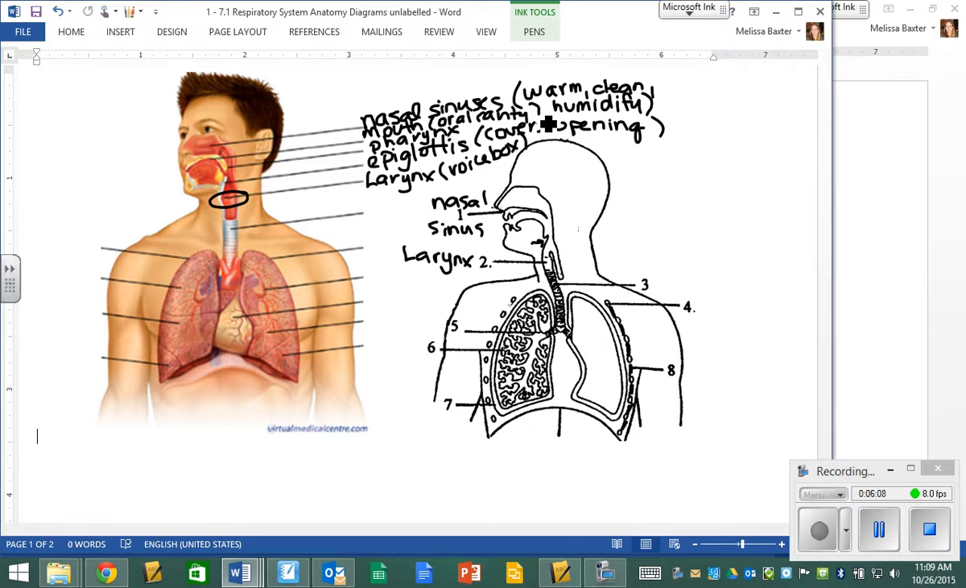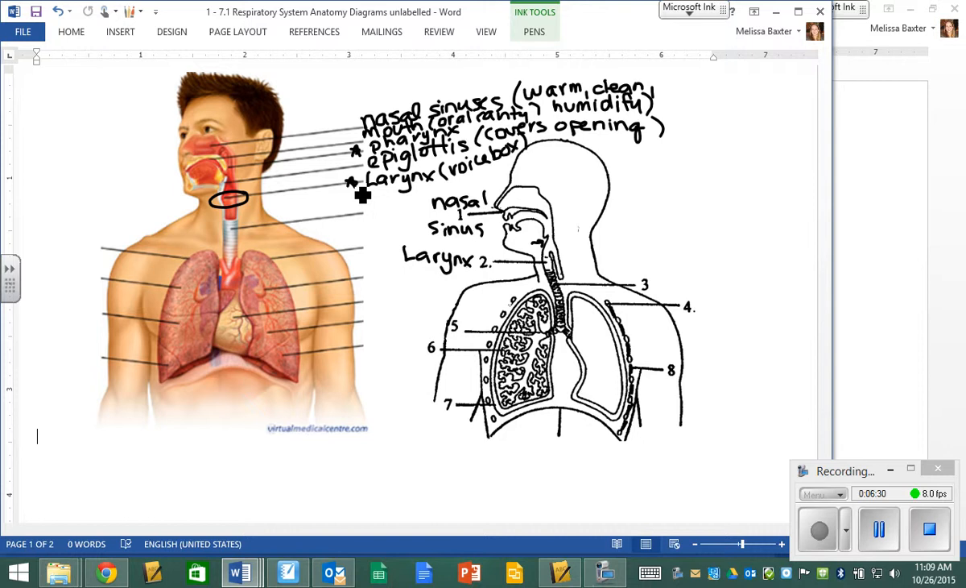Now, pharynx and larynx sound a lot alike. It would be easy to mix them up. I would put them as the wrong answer for a question about the other. So if I was asking you something about your larynx, I would definitely put pharynx as one of the wrong answers because they sound the same, and they're really close together.